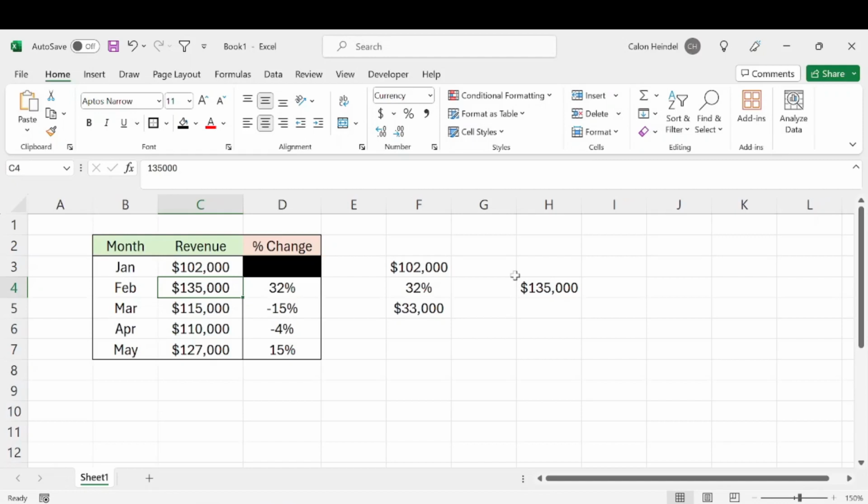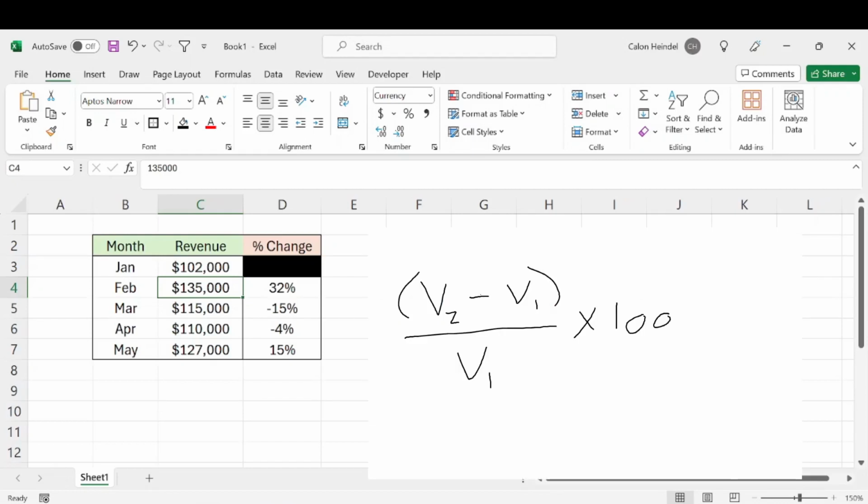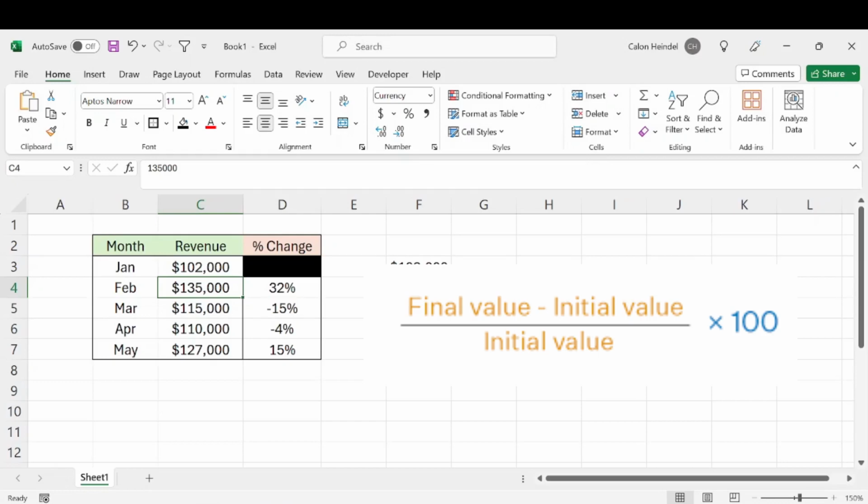Percent change is a fairly simple formula. It's, again, V2 minus V1. Then you take that and divide it by V1. Or in other words, final value or the current value minus the previous or initial value, divided by the initial value.